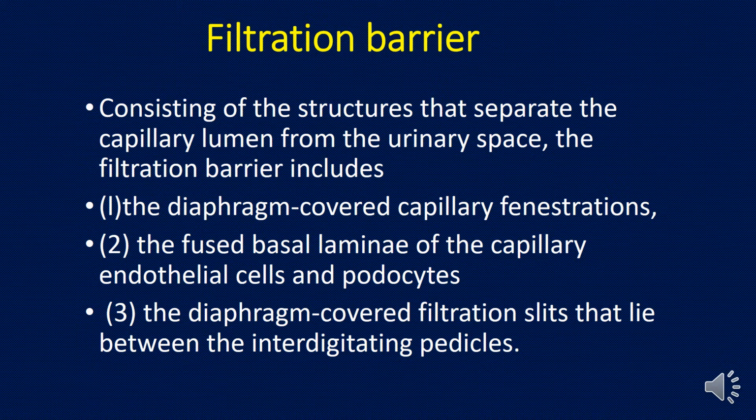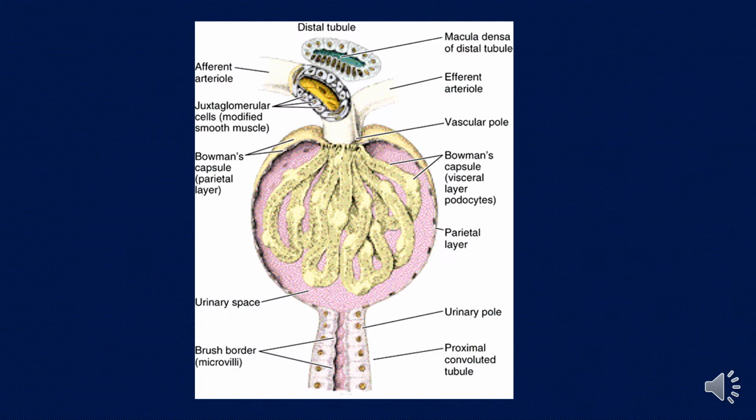Next, podocytes. Here you can see the composition of the Bowman capsule and capillaries and the location of some elements of the glomerulus.